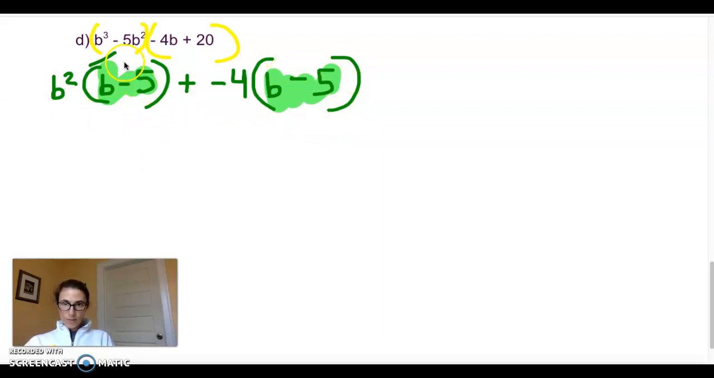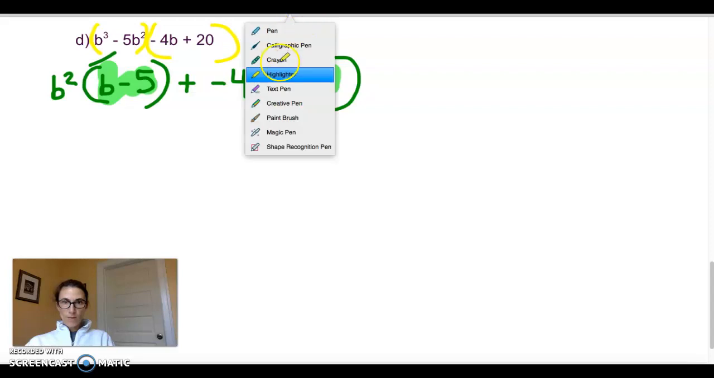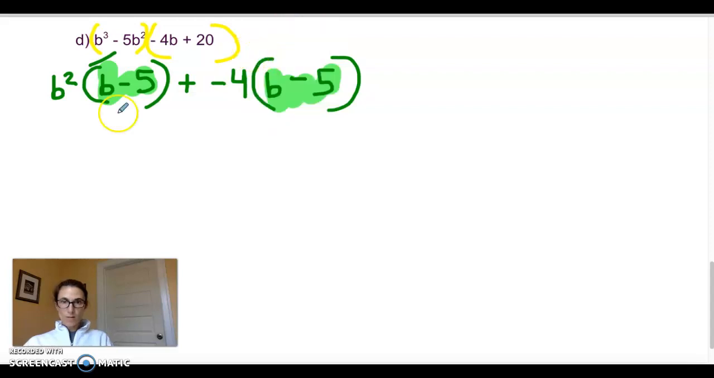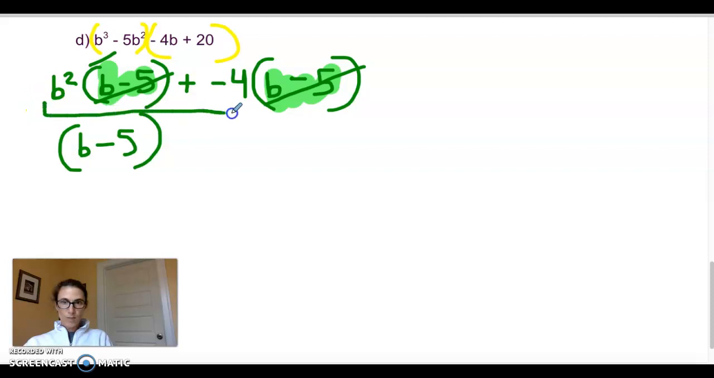So our first factor is going to be that common factor that is in parentheses, so that b minus 5. Okay, so what we can do after that is we can cancel those out. And then what we do is we take these other two pieces and put them together as our other factor. So that becomes b squared minus 4.